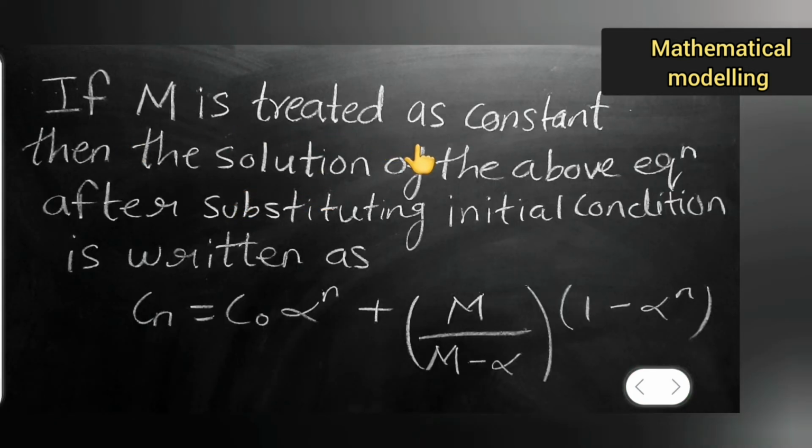Next, if m is treated as constant, then the solution of the above equation after substituting the initial condition is written as: Cn is equal to C naught alpha raised to power of n plus m upon m minus alpha into 1 minus alpha raised to power of n.